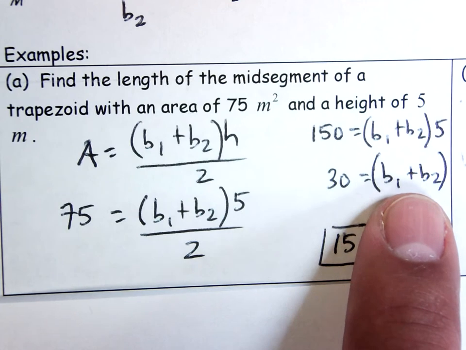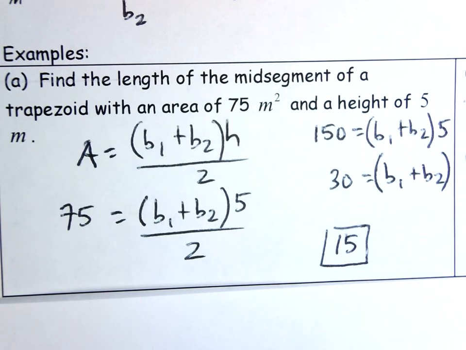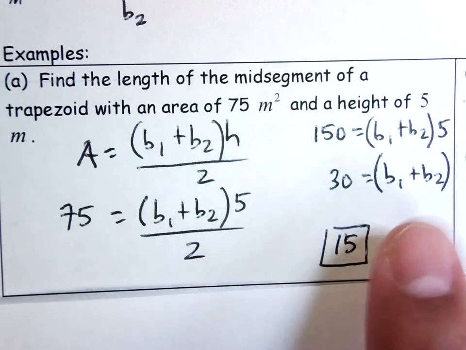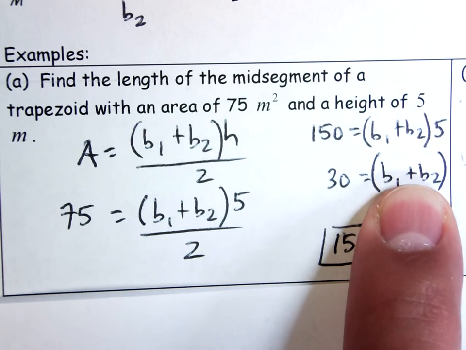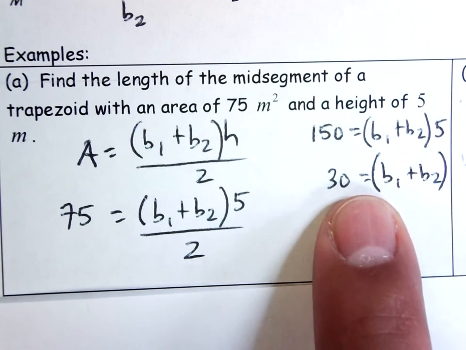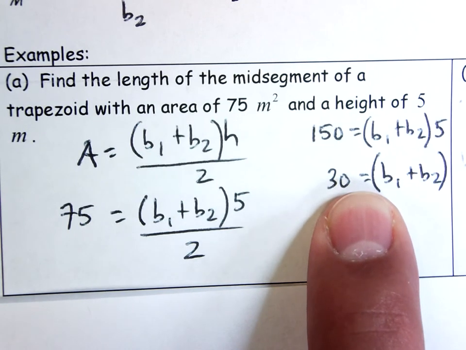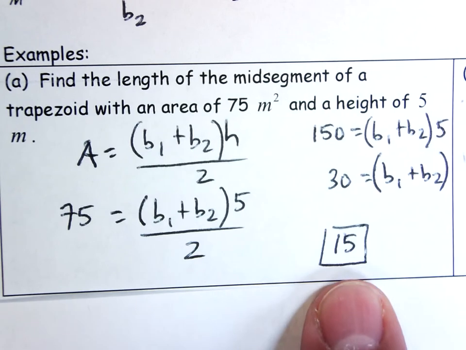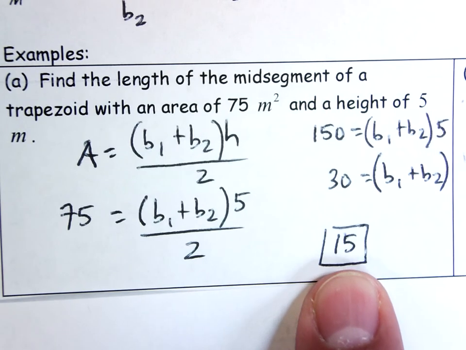So now, if you remember, how do we find the length of a midsegment of a trapezoid? We add up the two bases, and then we divide by 2. Well, that's what I have right here. I already know that if I add up both bases, it's equal to 30. So what do I do to that to get the midsegment? I just divide it by 2, and I get 15. So 15 is my midsegment.